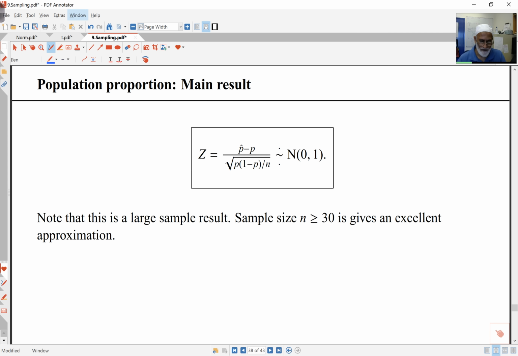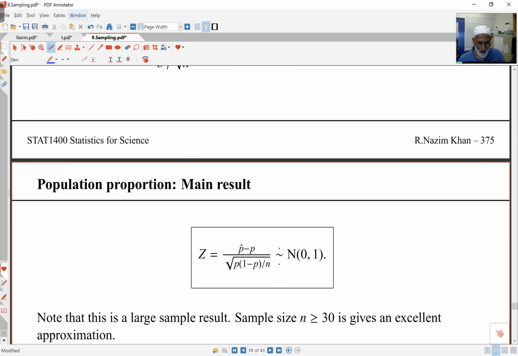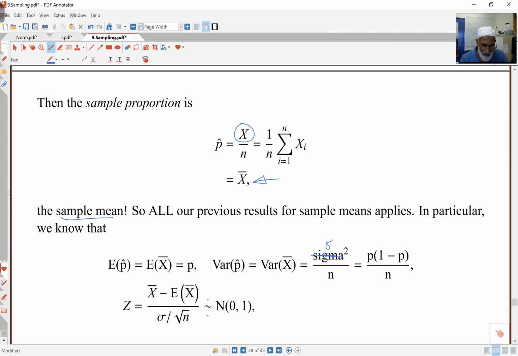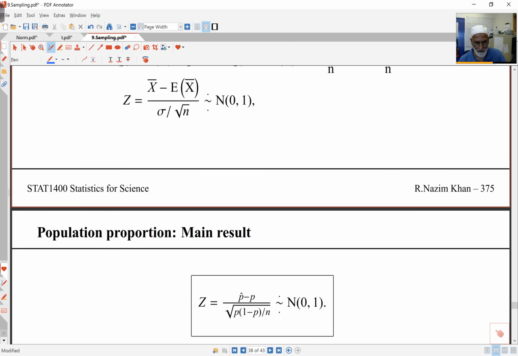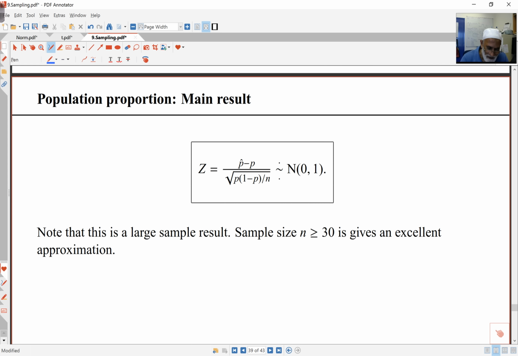So this is the main result. My p hat, which essentially is x over n, the proportion in the sample, minus its mean, which is p, over the standard deviation, the square root of p, 1 take p on n. This standardized quantity has a distribution that is approximately normal 0, 1. And of course, as we said earlier, a sample size of n bigger than or equal to 30 gives us an excellent approximation.